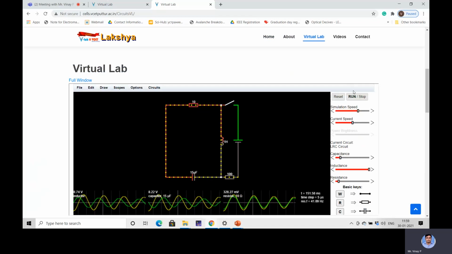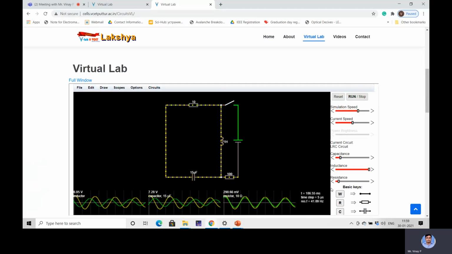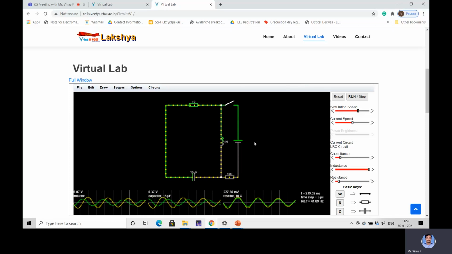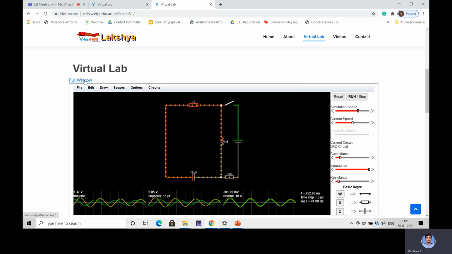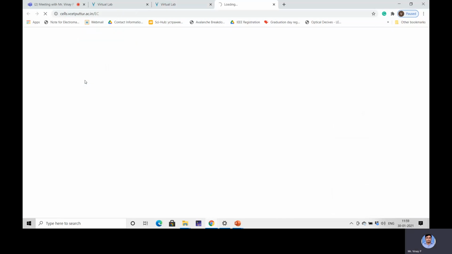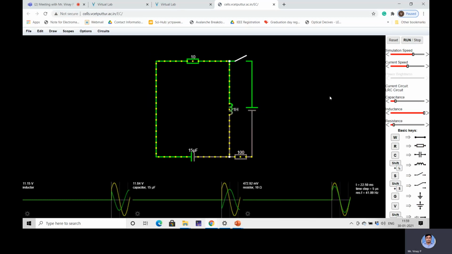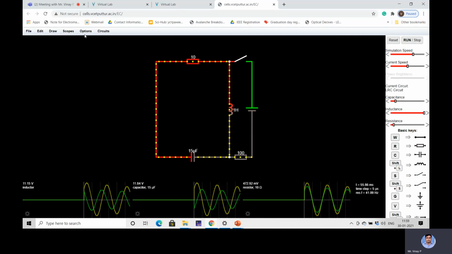So you can observe this is a window. Here we are implementing the circuits. Initially some demo circuits will be displayed here. If I want the full window, just click on this option, Window. So you'll get this.